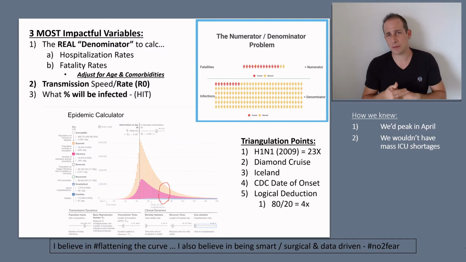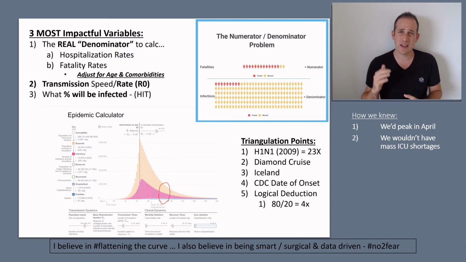Secondarily, I'd say the Diamond Princess Cruise, where they had a captive population. They tested almost everybody. Rough orders of magnitude compared to where we're at in the US is about 10x off. Iceland, they're testing a lot of folks. Similar story, about 10x or more, depending on what other countries you're comparing it to.